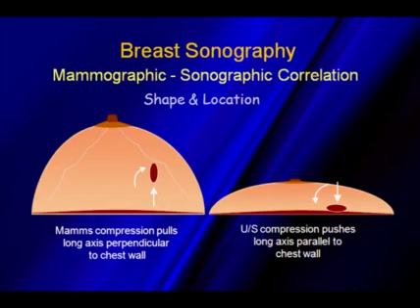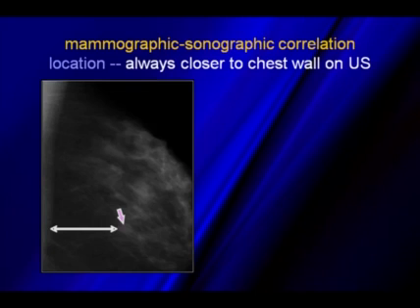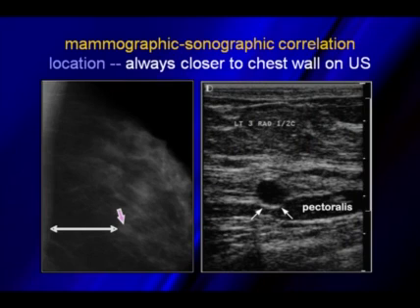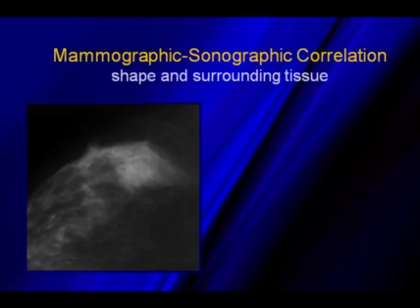chest wall. The other thing is looking at the shape and location. Lesions on an ultrasound will always be closer to the chest wall on ultrasound than they are on mammography. The breast tissue is being pulled away from a mammogram and being compressed down on ultrasound. So here we can see there's a lesion. It appears to be several centimeters from the pectoralis muscle. Once we scan the patient with ultrasound, we can see that it's actually indenting into the pectoralis muscle. So you'll always see more retromammary fat mammographically than you do sonographically, and that's just because our breast tissue on ultrasound is being compressed down.